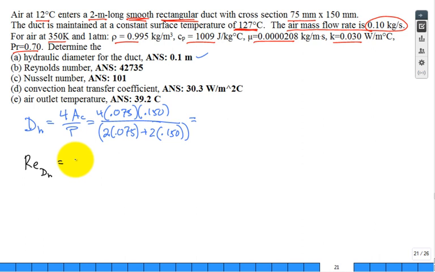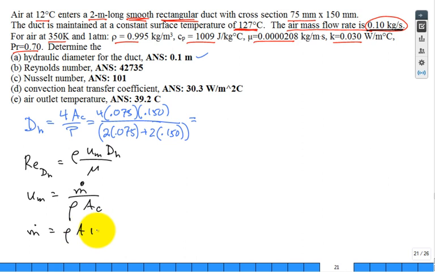So you have rho, which is known, times the mean velocity, but they don't give us a mean velocity, they give us a mass flow rate, so we're going to have to calculate that in a minute. Times the D sub h we just calculated, divided by mu. How do you calculate u sub m? Well, they give us a mass flow rate, so you divide that by the mass density and the cross-sectional area, and then you have the mean velocity. Or if you don't like that equation, go m dot equals rho A u.